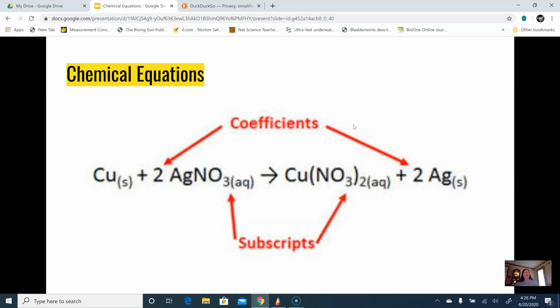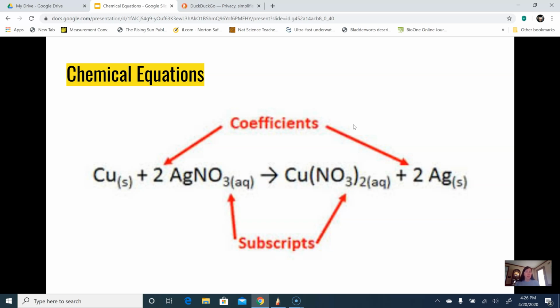All right, so here is another equation. This one's a really large one, and I wanted to show this to you. Not only does it illustrate coefficients, it also illustrates subscripts, which you can see illustrated in red. But you will also notice that this equation adds another step to it.